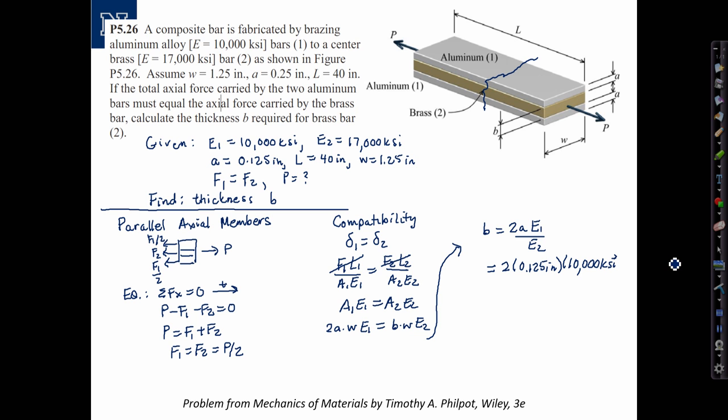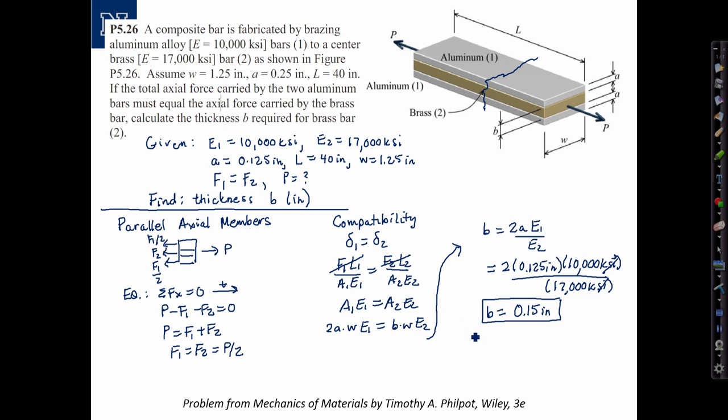Remember to carry your units through the problem, through the calculations. E2 is equal to 17,000 KSI. And those two units cancel out. The units of the solution will be inches. B is equal to, if you plug that into your calculator, you'll get something right around 0.15 inches, rounding to two significant digits. Okay, so we did get inches. Specify the length or the thickness should be in inches.